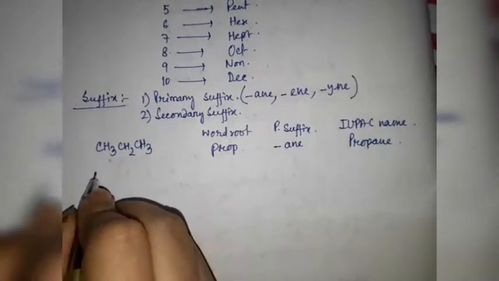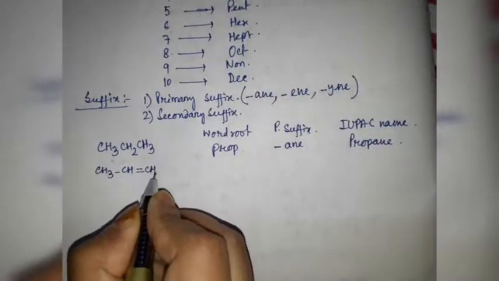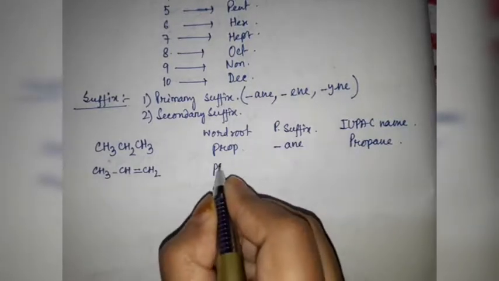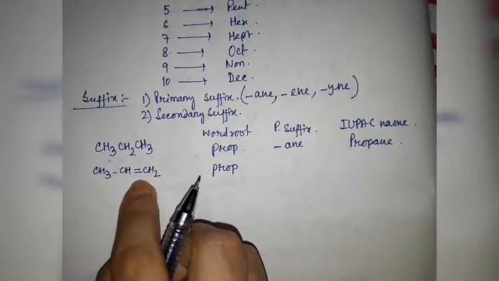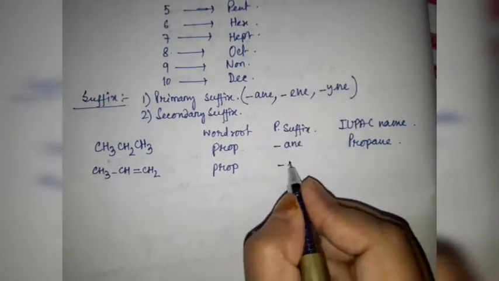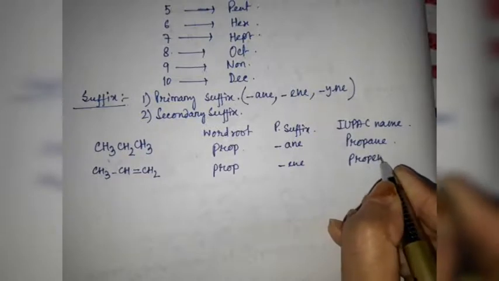Similarly, suppose CH3, CH double bond, CH2 is there. That means the word root will be the same, as 3 carbon atoms are there, also prop, and 1 double bond is there. So for a double bond we use ene, so the name is propene.